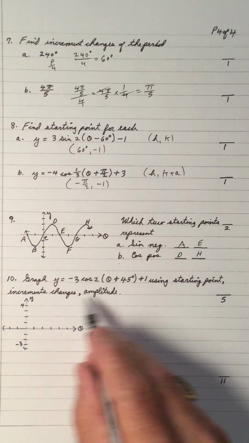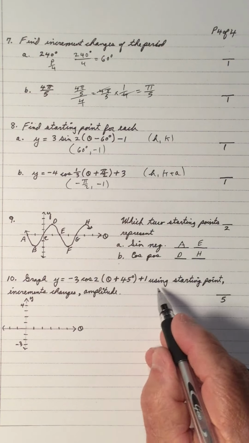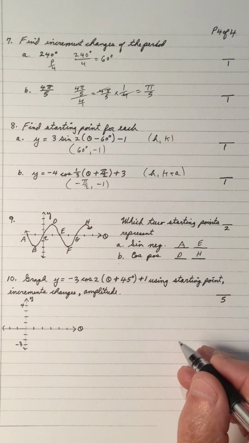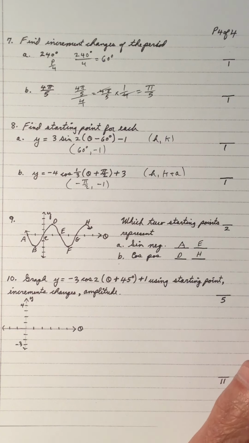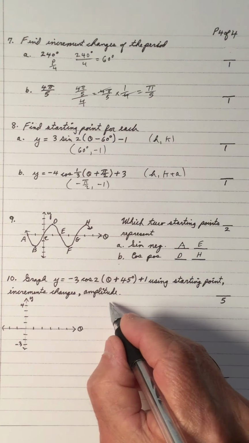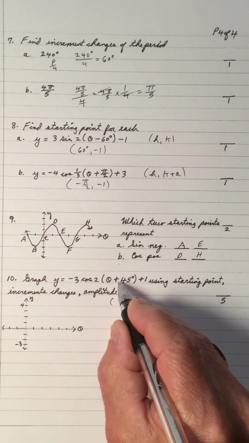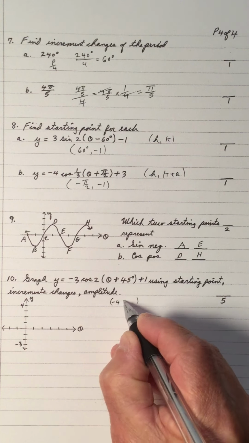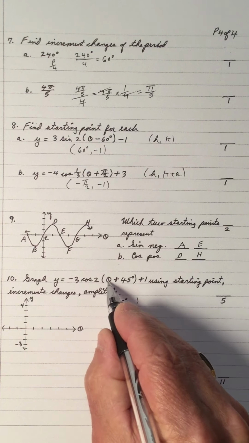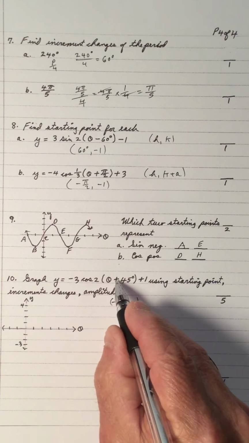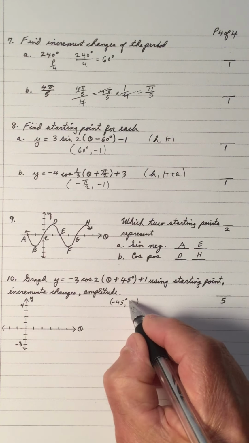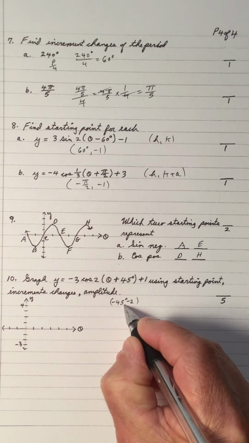Number 10, we have an equation, and we want a graph using the starting point, increment changes, and amplitude. We graphed earlier videos on the mapping rule. Now we use the starting point, increment changes. So the starting point is the opposite of a positive 45, which is negative 45. That gives me 0. 2 times 0 is 0. The cos of 0 is 1. Negative 3 times 1 is negative 3 plus 1 is negative 2.